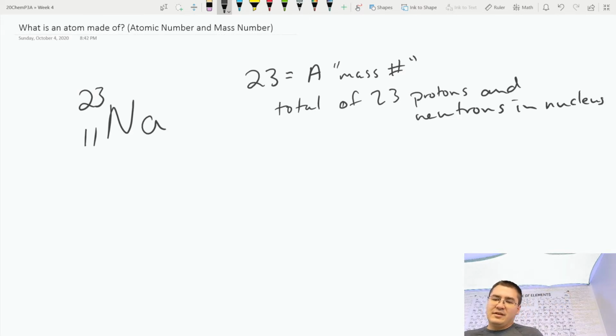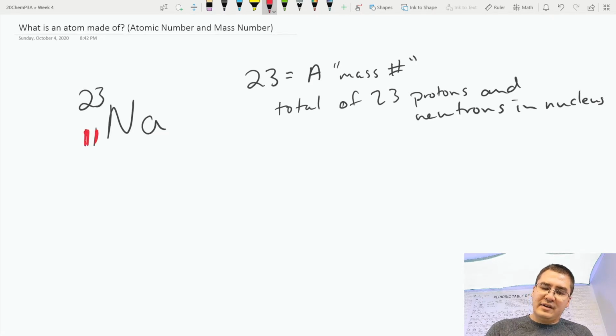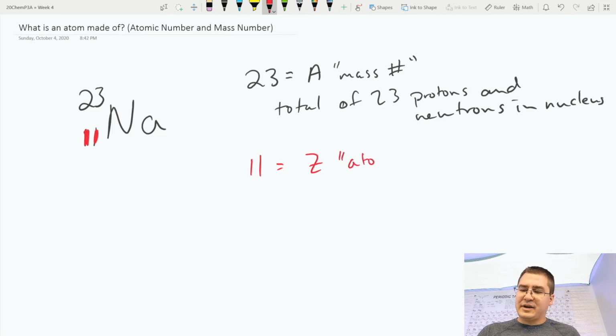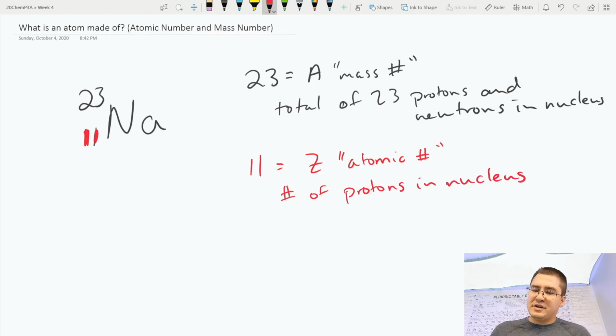11, I'll write in red. 11 is the Z number, which is the atomic number, and that tells me the number of protons in the nucleus of an atom. So here's the crazy part. Sodium is the 11th element on the periodic table. If you look, you can go through hydrogen, helium, lithium, beryllium, boron, carbon, nitrogen, oxygen, fluorine, neon, and then you get to sodium. Sodium is the 11th element. So these two pieces of information kind of tell you the same thing.